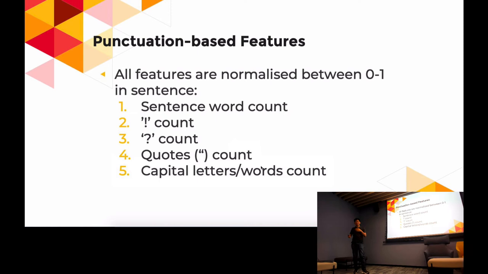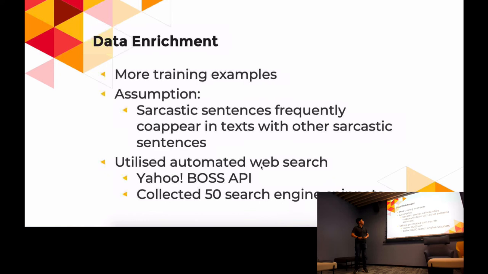So this is preliminary. Also, earlier I mentioned the data, the learning set, whereby they actually enriched the data with more training data. How did they do that? They utilized this thing called the Yahoo BOSS API, with the assumption that sarcastic sentences frequently co-appear in text with other sarcastic sentences. So similar sentences: if one is sarcastic, the other one is probably sarcastic. For every sentence, they collected 50 search engine snippets.